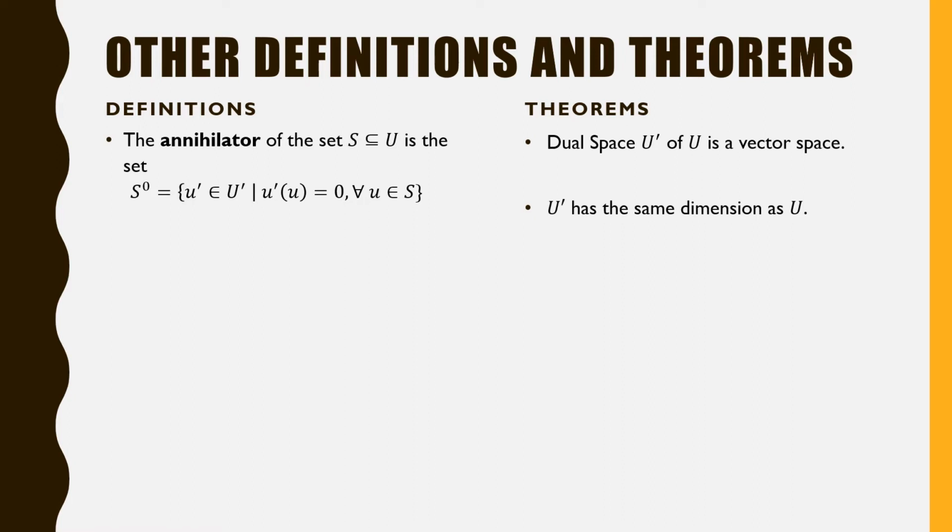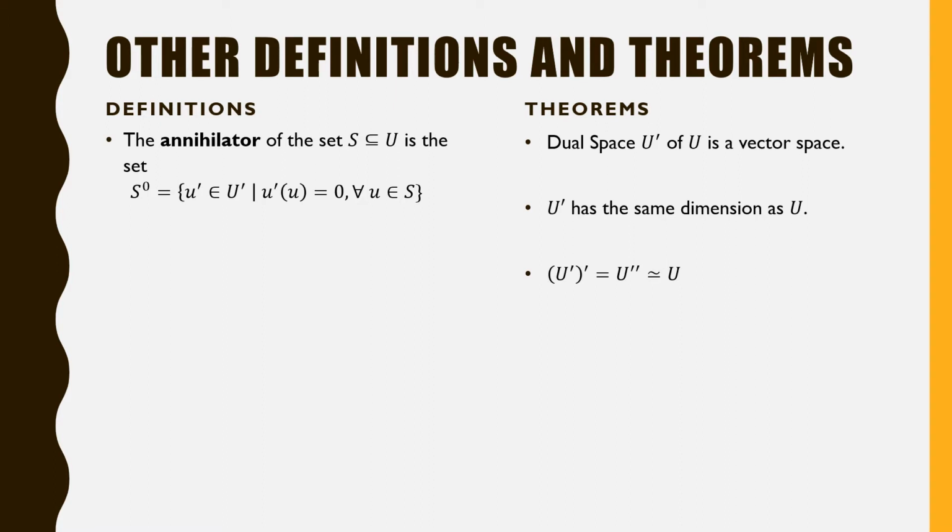U prime has the same dimension as U. And we know this because the dual basis, which we showed on the last slide, which we will prove on the next slide is actually a basis, has the same number of elements as the basis for U did. Since the dimension of a space is defined as the number of elements in a basis, this shows that the dual space and the space itself have the same dimension.